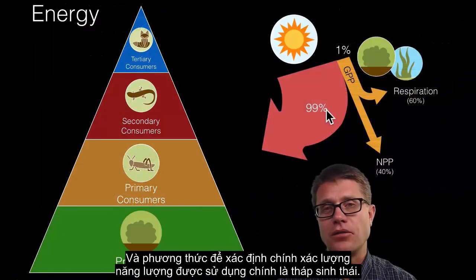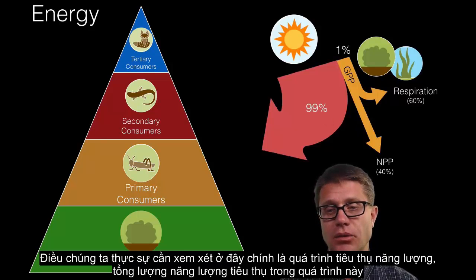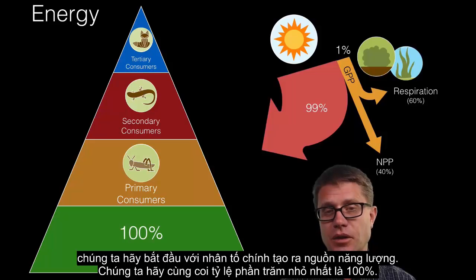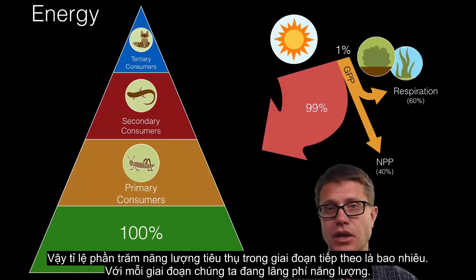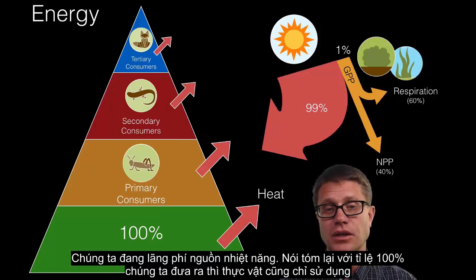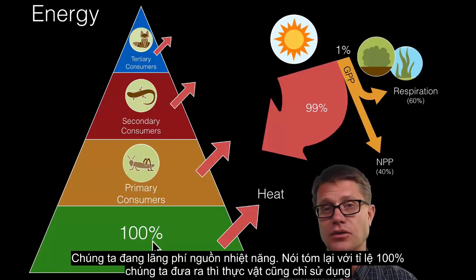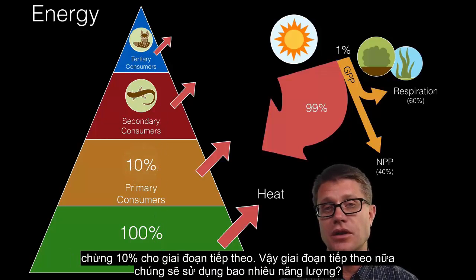And so an accurate model of measuring how energy is used is an ecological pyramid like this. And so what we're really looking at here is the net primary productivity, the amount at this level. And so if we start here with the producers, let's say that that small percent is actually 100%. What percent goes to the next level? Well, we're losing energy at each level. And that's because the organism has to survive. It does respiration. And so we're losing heat at each level. And so in general, of that 100% that the producers get, only 10% goes to the next level.